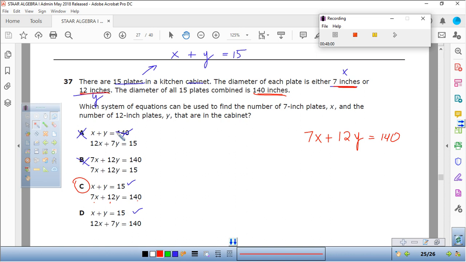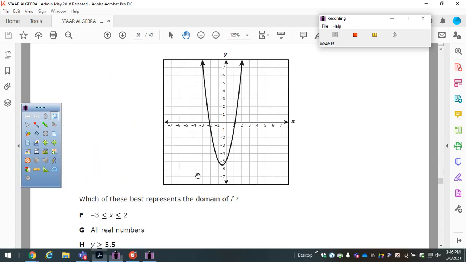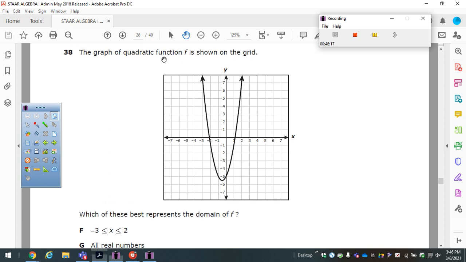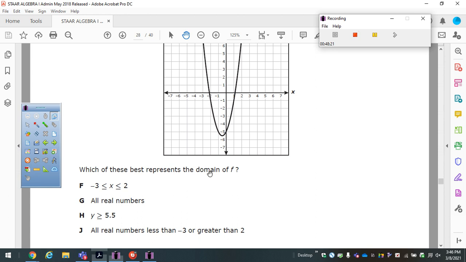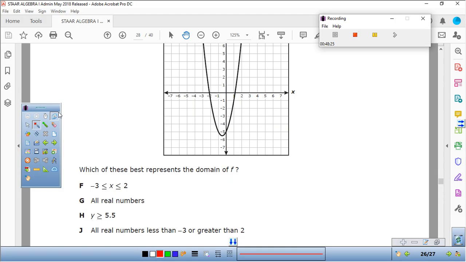Ready? Ooh, this one's easy, kind of cheesy. Quadratic function. Which? Oh, domain. Domain, guys. Come on, domain. What's the domain, anybody? Please tell me what's the domain. Thank you so much, Samantha.